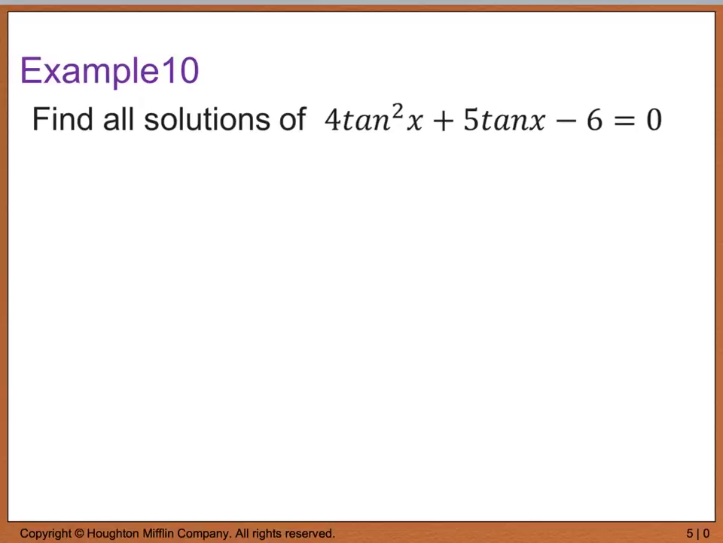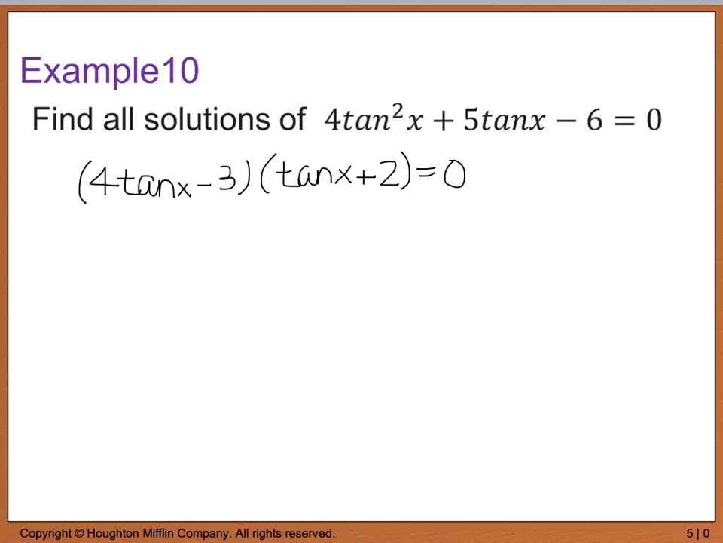And our last example for today says to find all solutions of 4 tan squared x plus 5 tan x minus 6 equals 0. So again, I'm going to look at this and say it looks like a quadratic function. So you can either use the quadratic formula or you can factor. And in this case, it will factor. It's going to factor into 4 times the tangent of x minus 3 times the tangent of x plus 2, and this is going to equal 0.